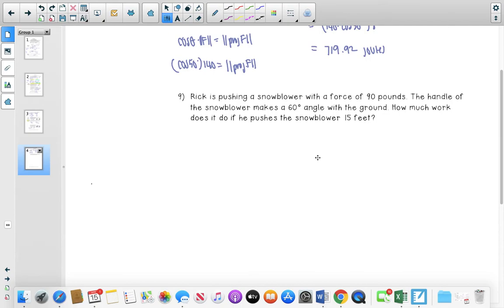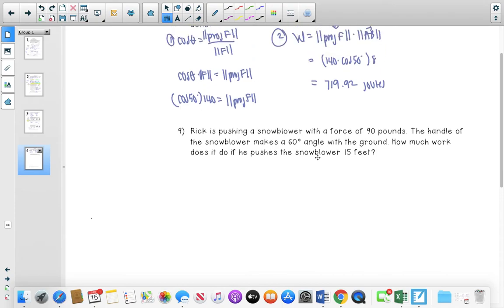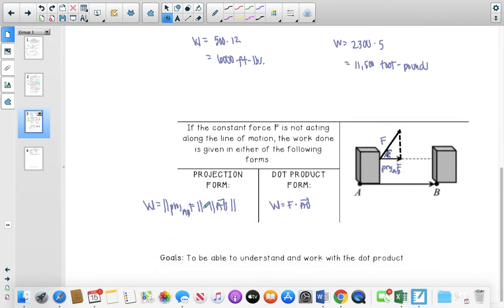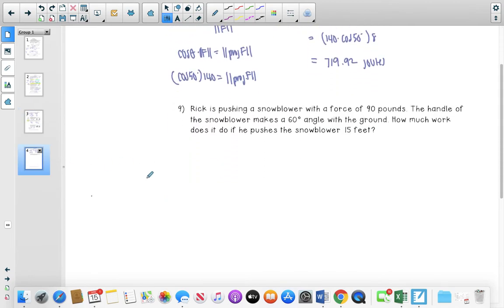Okay. With that one, you can use the dot product. With the one above, it says use the projection formula, and that's why we had to do the projection form. So on our notes right here, one says projection form and one says dot product. If they ask for it, that's the method you have to use. If it's dot product, it's a lot less work. So we're going to be using the dot product one. And that rule is W equals F times the dot product of AB.